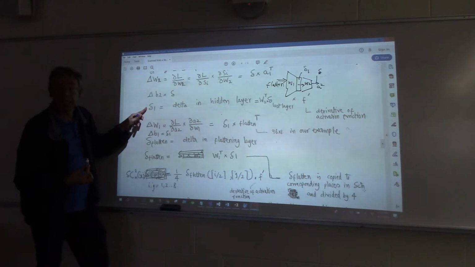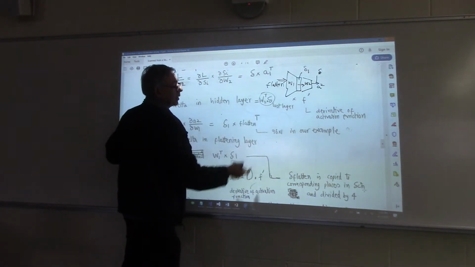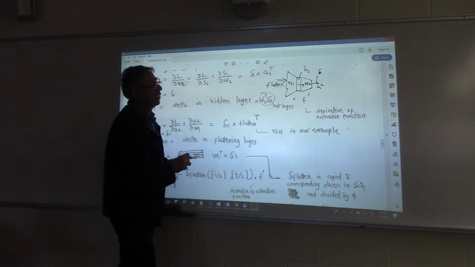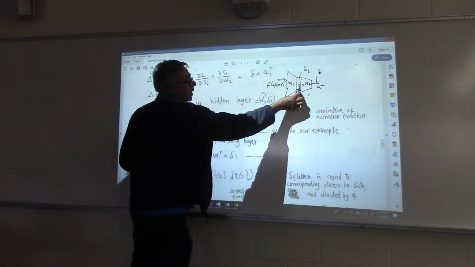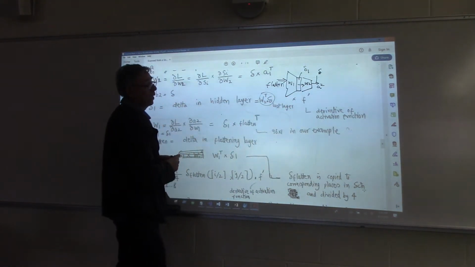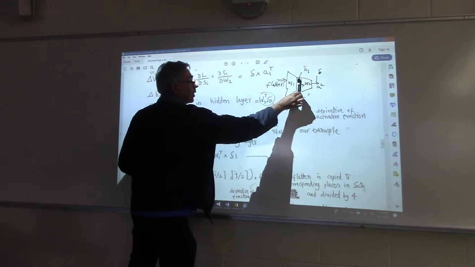So delta in the hidden layer, as you can see, is the weight matrix times the activity, times the derivative of the activation function, because whether it's ReLU or sigmoid or whatever, right? Okay, so we know the delta 1 over here.